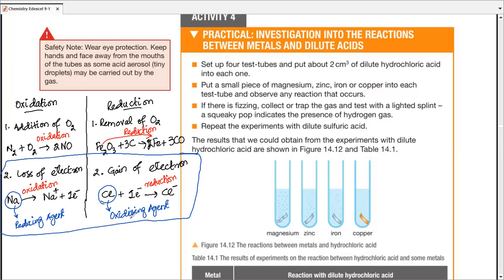All right. Are we good? Wait, can we continue with the reaction with dilute acid? I guess this is dilute hydrochloric acid.